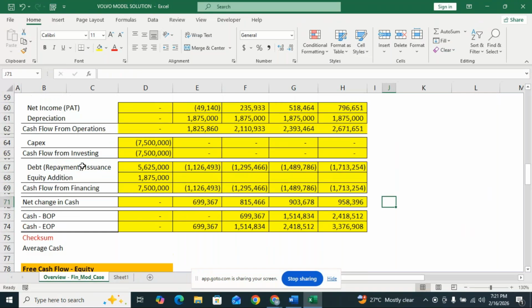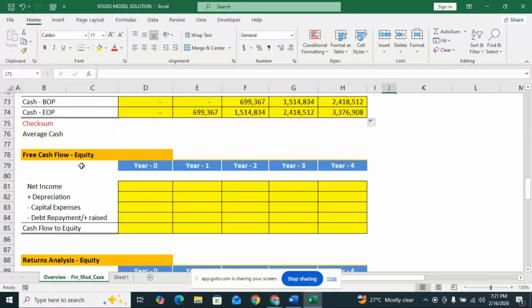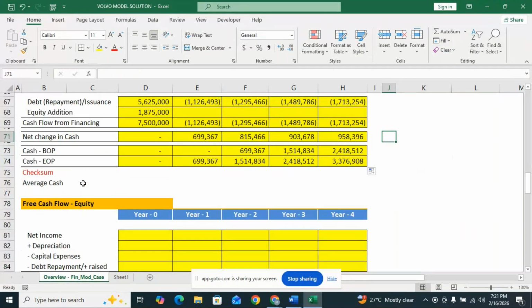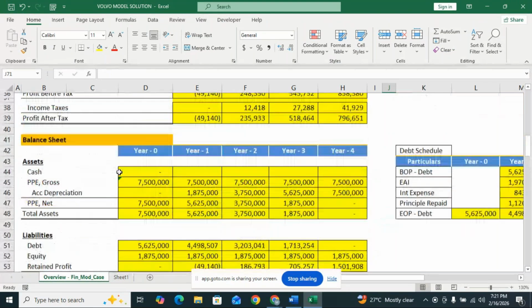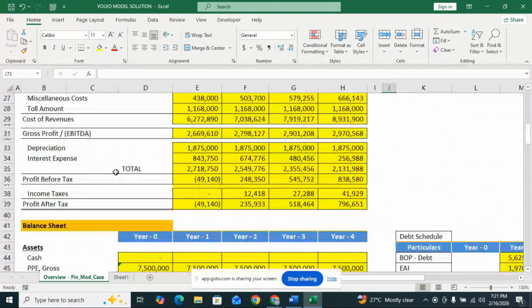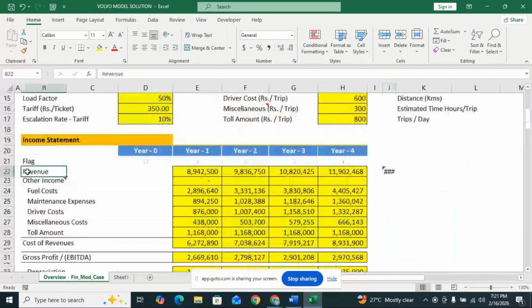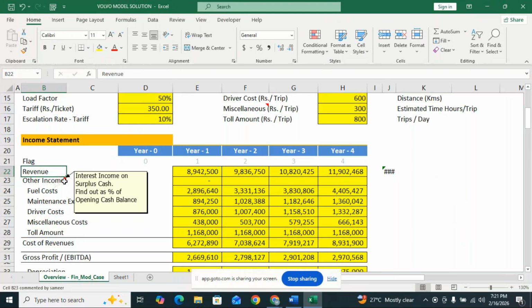Now we've arrived. This was a crucial point to arrive at, the beginning of the period and end of the period cash computation. So now we go back to the income statement and fill up that gap. Revenue calculation. Sorry, not revenue. Other income calculation. What is that other income calculation? Just put your cursor here and see what it says. Interest income on the surplus cash. So find out as a percentage of your opening cash balance.